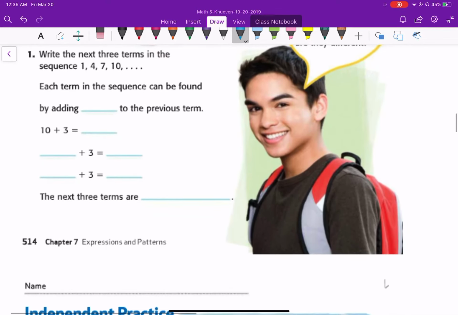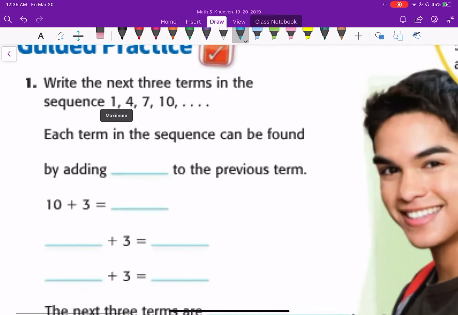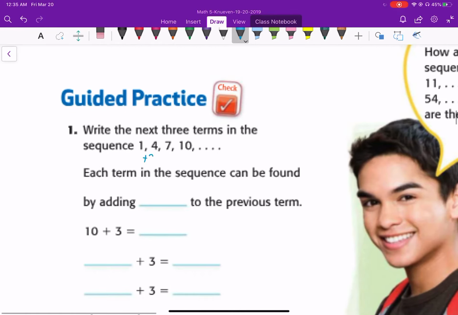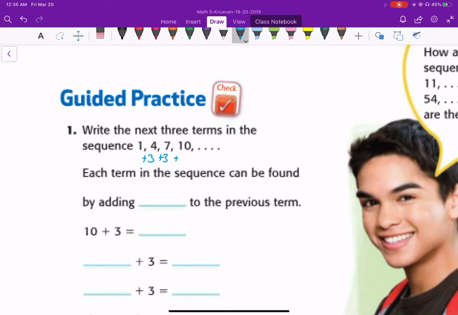Write the next three terms in the sequence 1, 4, 7, 10. Oh, this gets a little tricky because I can't just double this, right? This isn't 1 times 2 or something like that. So I need to identify what the pattern is. Well, I see that I can add 3. 1 plus 3 is 4. Does this still work? 4 plus 3 is 7. Yeah. Let's double-check, hopefully it works the third time. 7 plus 3 is 10. Yeah, so this works. Each term in the sequence can be found by adding 3 to the previous term.